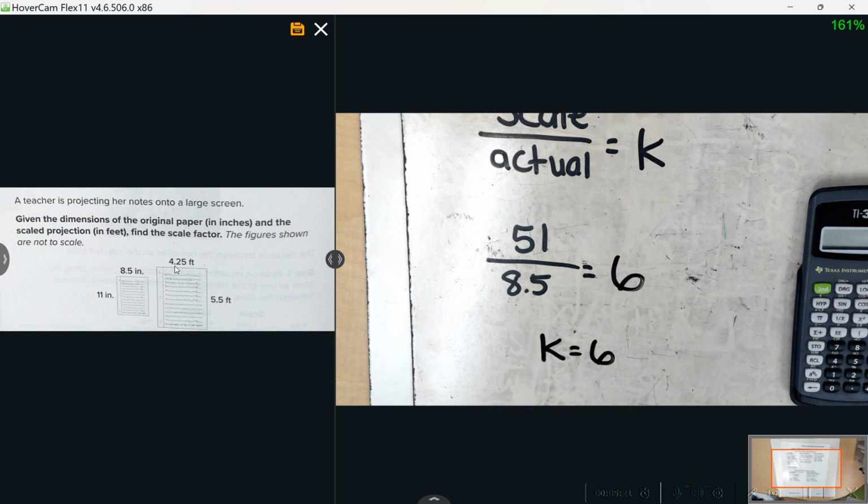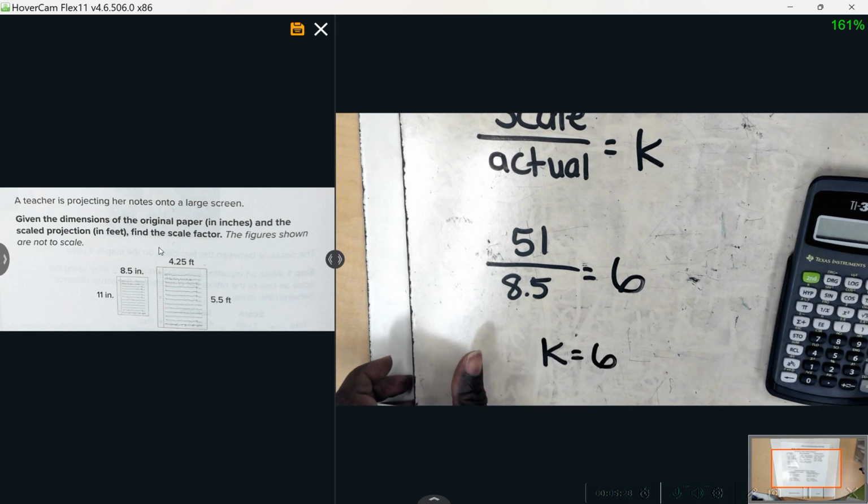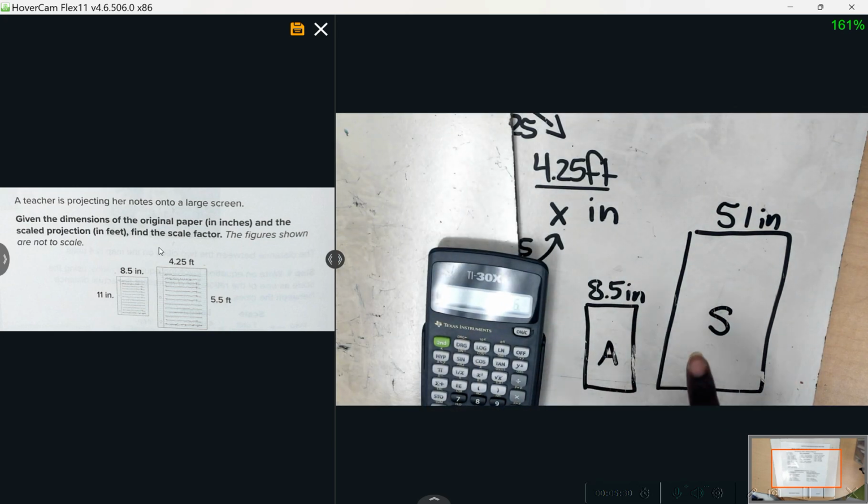There is no unit when we talk about scale factor because they cancel out. We're only talking about a quantity. And so what this tells me is that I enlarged my original 6 times to make it this size. That's what the scale factor means.